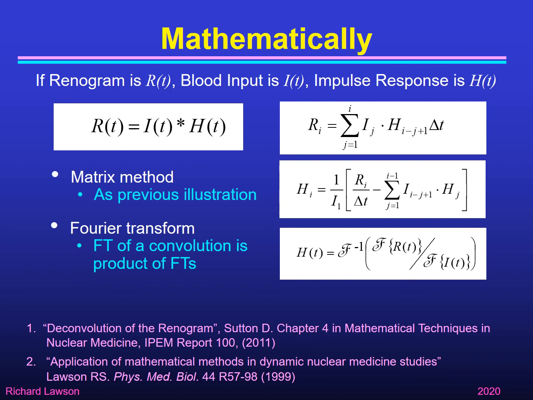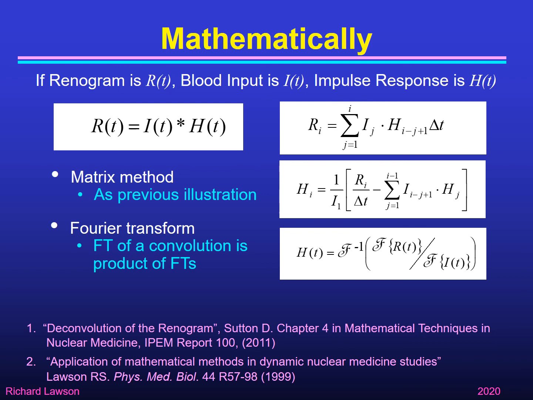An alternative approach is to use the Fourier transform, where we use the fact that the Fourier transform of a convolution is the product of the Fourier transforms of the components. So if we take this convolution and take the Fourier transform, that would give us that the Fourier transform of R is equal to the Fourier transform of I multiplied by the Fourier transform of H. And if we rearrange that, we get H to be the inverse Fourier transform of the ratio of the Fourier transforms of the renogram and the input function.